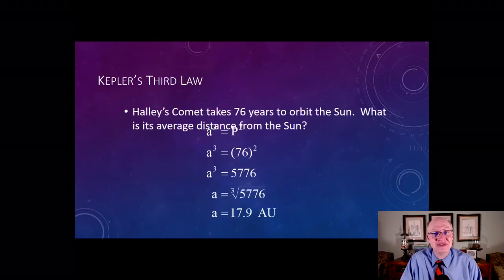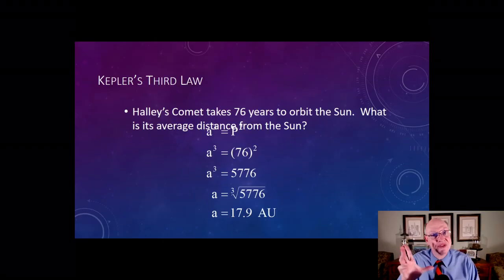Halley's Comet takes 76 years to orbit the sun. What's its average distance from the sun? So the average distance, the distance cubed, is equal to the period squared. So the semi-major axis cubed is 76 squared, right? It takes 76 years to orbit the sun, so it's 76 squared. The semi-major axis cubed is 5,776. So the semi-major axis is the cube root of 5,776. And if you plug that into your calculator, you'll find out that the semi-major axis is 17.9 astronomical units.